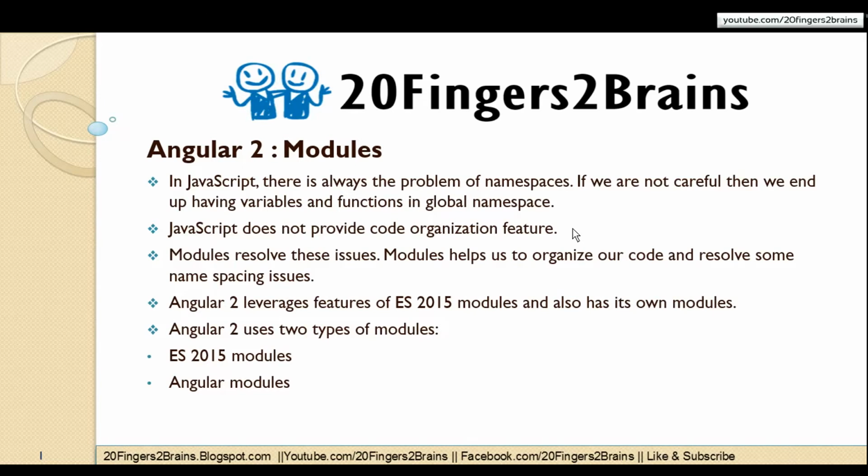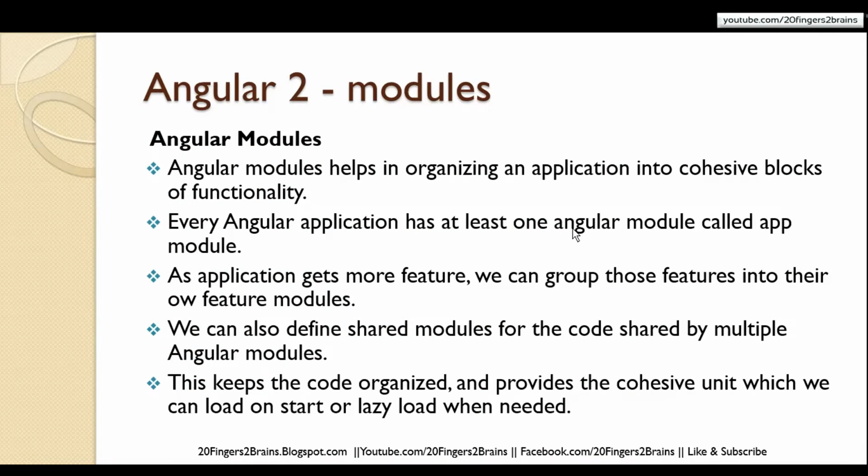So let's start with Angular modules. Angular modules help in organizing an application into cohesive blocks of functionality. Every Angular application has at least one Angular module called app module. As the application gets more features, we can group those features into their feature modules. We can also define shared modules for the code shared by multiple features, and this keeps the code organized and provides a cohesive unit which we can load on start or lazy load when needed.